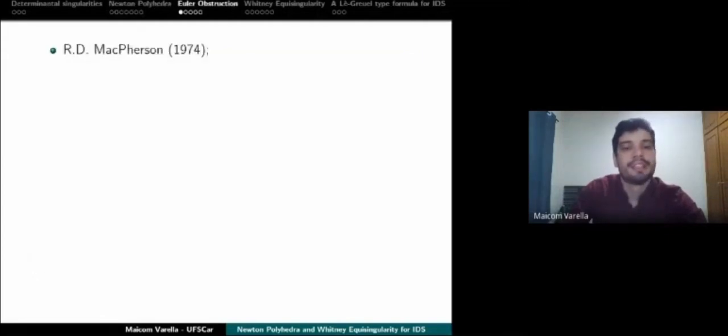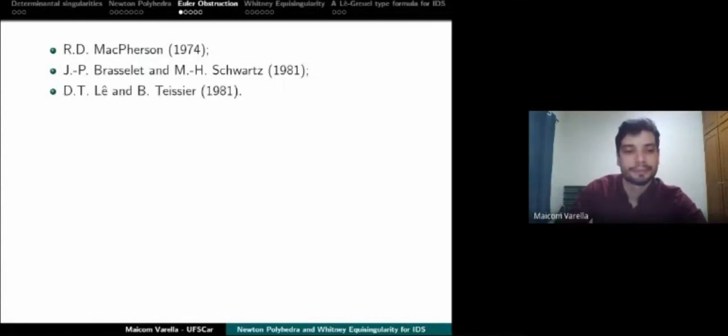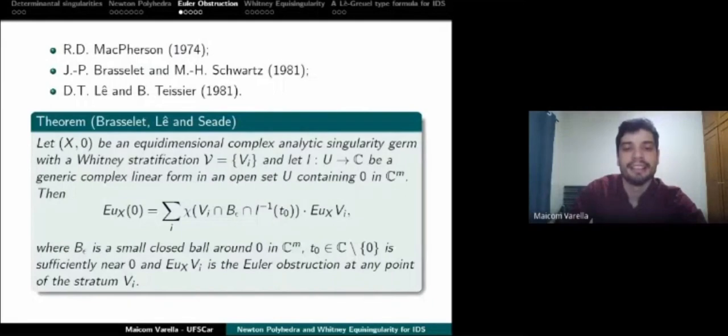In this section, we are going to talk about the Euler obstruction. The Euler obstruction was defined by MacPherson as one of the main tools of his proof of the Deligne and Grothendieck conjecture. An equivalent definition was given by Brasselet and Schwartz in the context of index of vector fields. Lê and Teissier gave a formula for the Euler obstruction of a variety as an alternating sum of its polar varieties, and Brasselet, Lê, and Seade proved the next result.